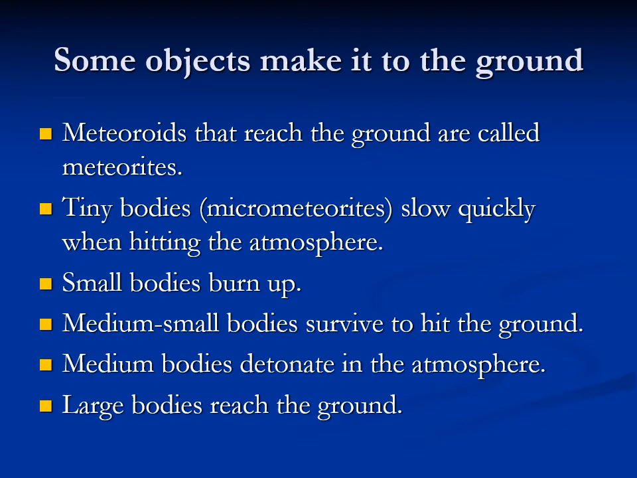Okay. Things that make it to the ground we call meteorites. The really tiny ones, the dust-sized ones, actually don't burn up. What happens is they hit the atmosphere, and the shock of hitting the atmosphere slows them down before they get hot enough to burn up.